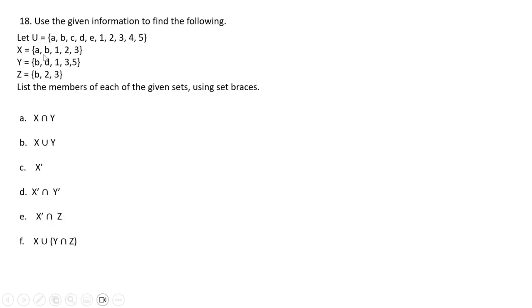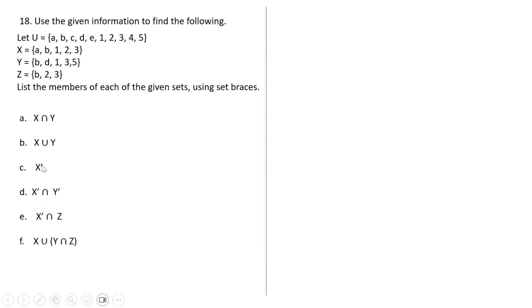Okay, so now we're covering number 18. It says use the given information to find the following. Let U, which is a universal set, be the elements A, B, C, D, E, and 1, 2, 3, 4, 5. Set X will be the elements A, B, 1, 2, 3. Set Y will be the elements B, D, 1, 3, 5. And set Z be the elements B, 2, 3.